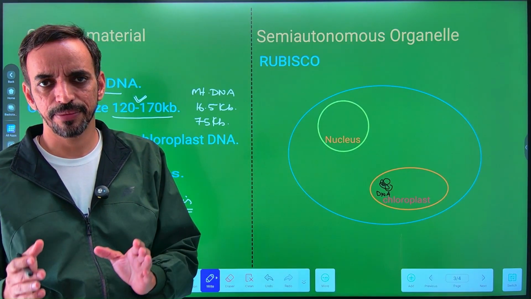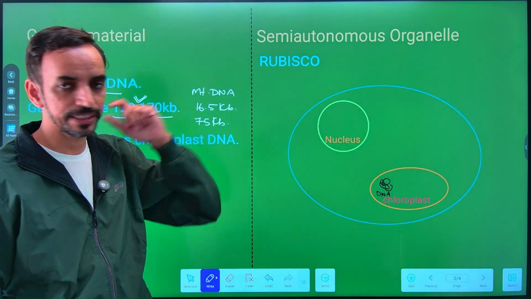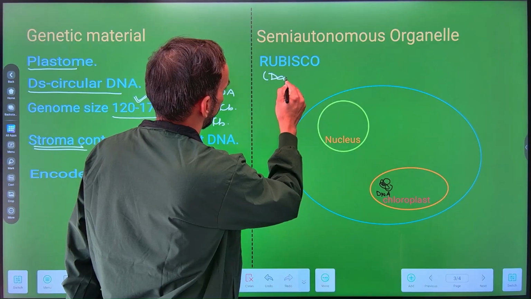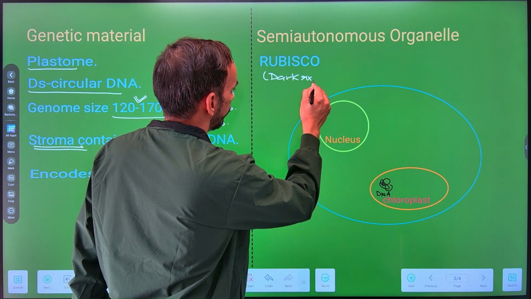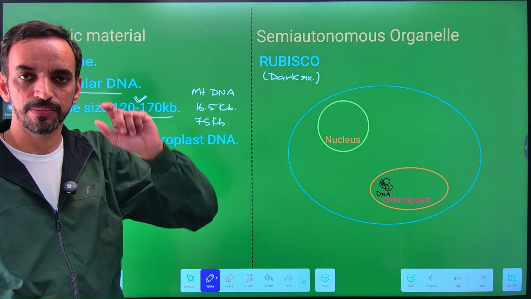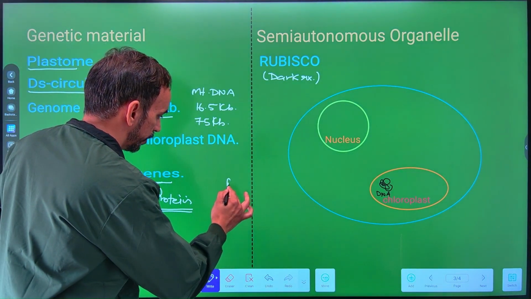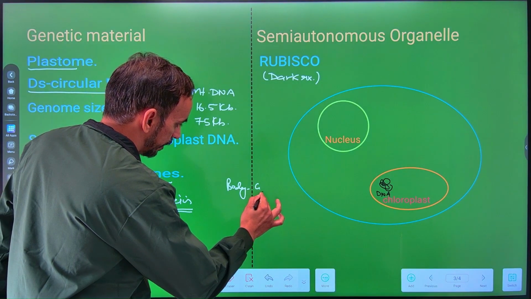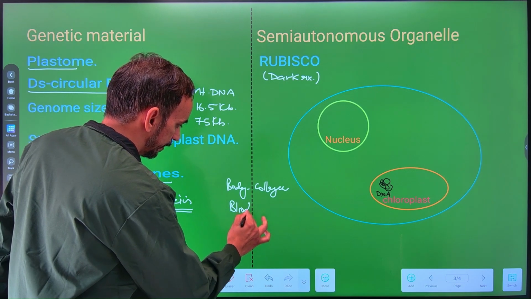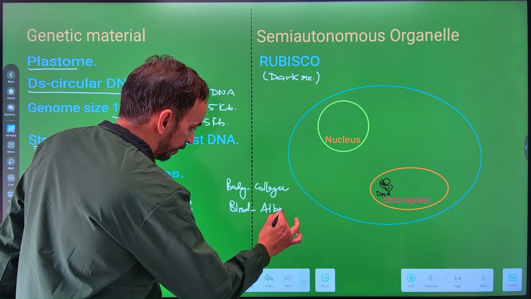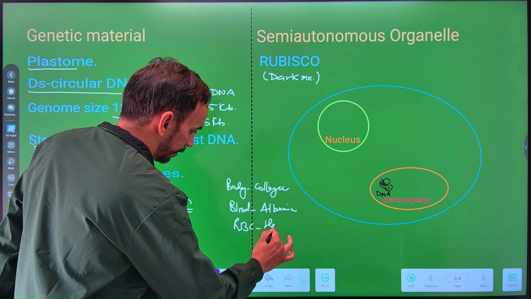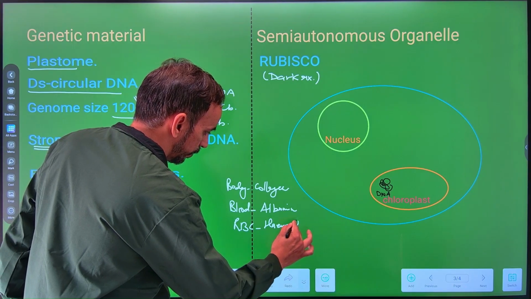And to understand the semi-autonomy of chloroplast, we have the classical example of RUBISCO. Now, RUBISCO is an important enzyme of the dark reaction. The most abundant protein on the earth's crust is RUBISCO. The most abundant protein in the human body is collagen. The most abundant protein in human blood is albumin. And the most abundant protein in human RBC is hemoglobin. ये चीज भी अपने को याद रखनी है.